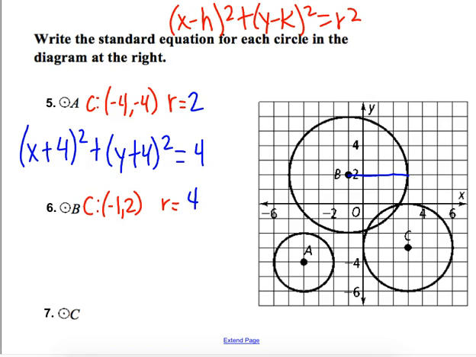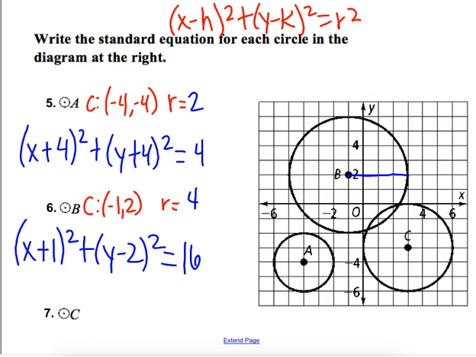Now again, just plug it into the formula. X minus our x coordinate, which turns to positive. Y minus our y coordinate. And we square our radius. So 4 squared is 16.